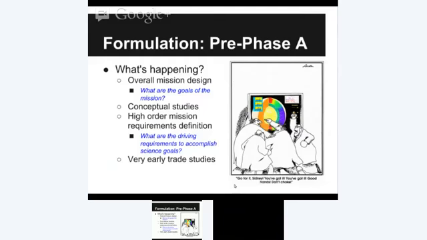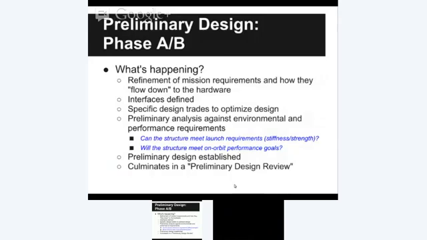From there, we go on to the preliminary design phase, and I've lumped these together, A and B, just because they tend to smear together in a real project. So what's happening in this phase? This is where you're really getting the refinement of the mission requirements and how they flow down to the hardware. Your interfaces are defined, how your instruments attach to your hardware, how the various modules attach together.